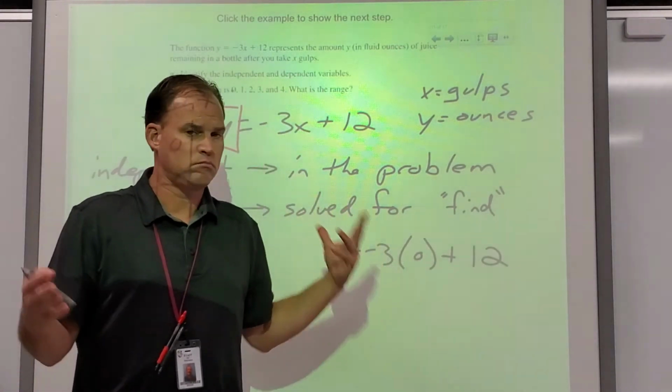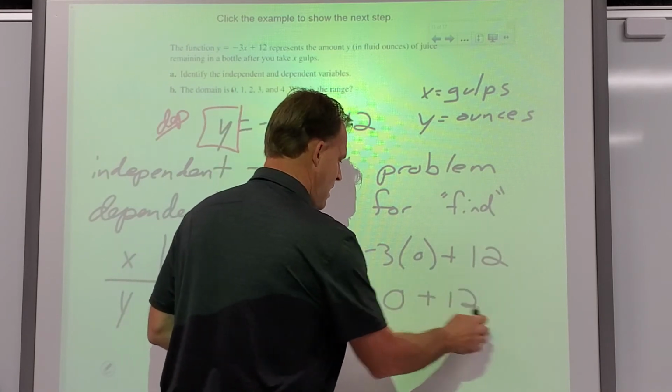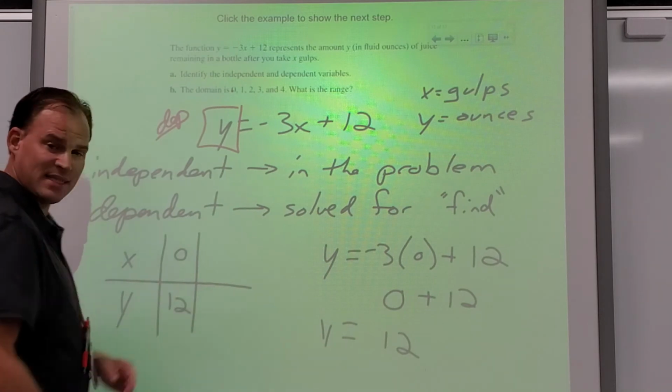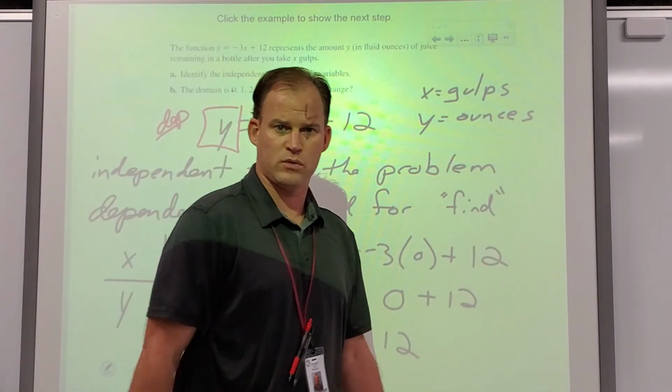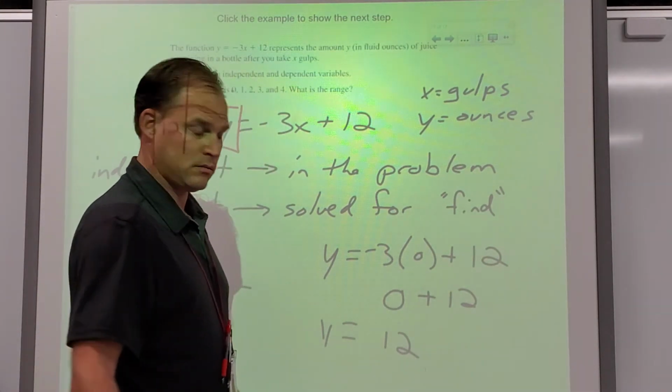Plug it in, do the math. Negative 3 times 0 is 0. 0 plus 12 is 12. If I take 0 gulps, there are 12 ounces left. Do it again.